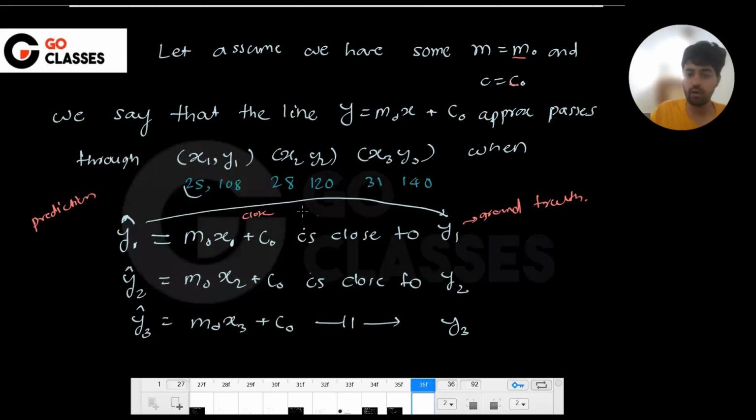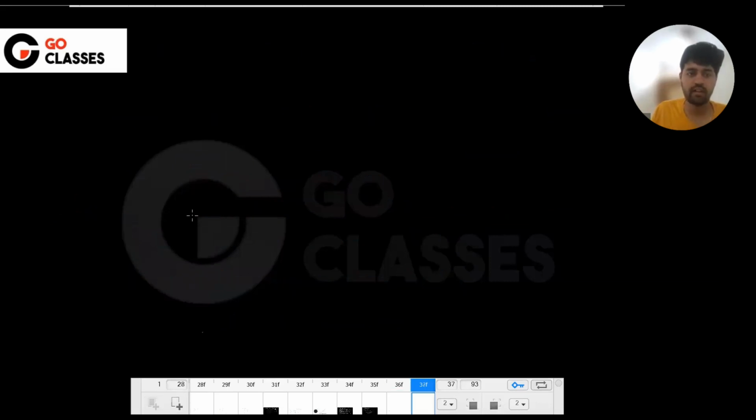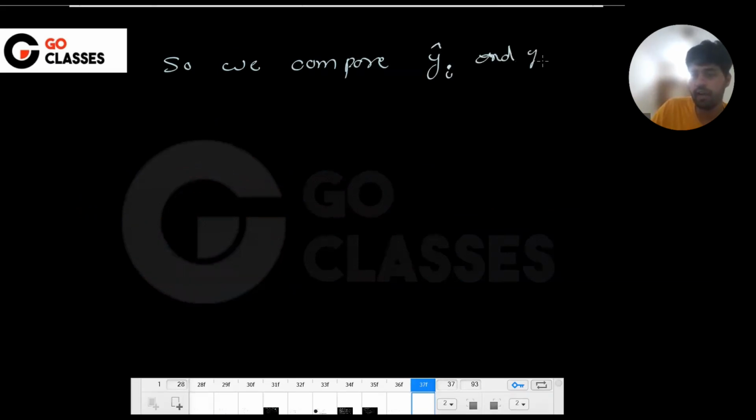So again, when we say close enough, we will have to compare this with this. There are different ways to compare, right? Now I am using yi hat and yi for i equal to 1, 2, 3. One way to compare is basically take the difference, yi minus yi hat. This is one possible choice for comparison.